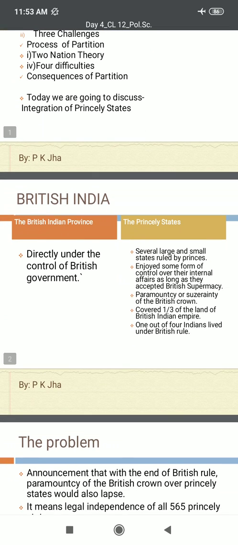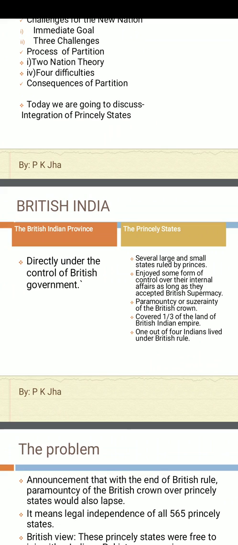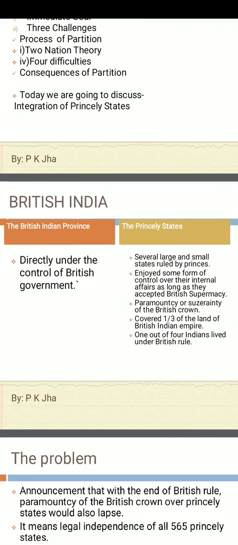Just imagine that today we are having how many states? 29 states. Fine. And again, because Jammu Kashmir has lost its status as a state, so again the number got reduced. Fine.